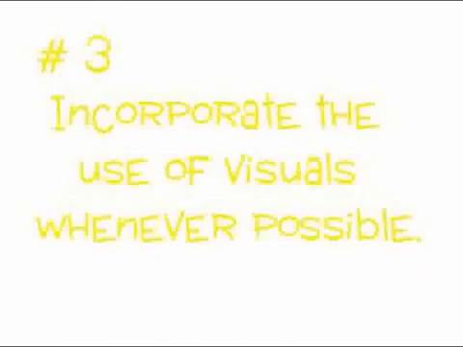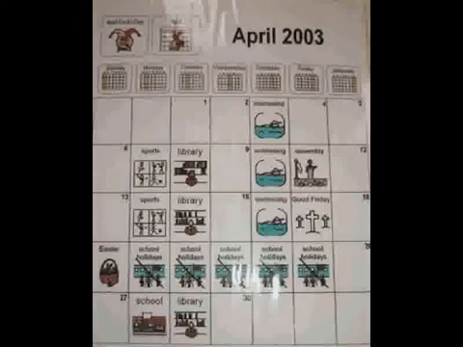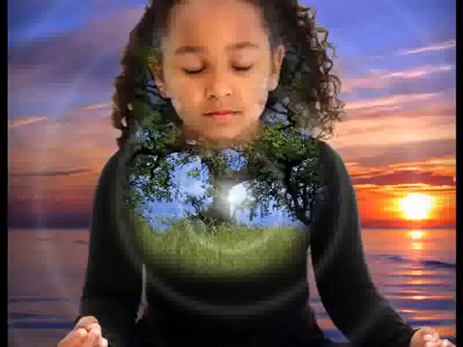Number 3. Incorporate the use of visuals whenever possible. Many students with autism learn best when information is presented visually. Consider using items such as a visual schedule for the day, a visual checklist of work tasks, and a visual schedule or calendar of occasional activities, such as special events. Having visual aids can clarify expectations and relieve the stress that comes with not knowing what comes next.